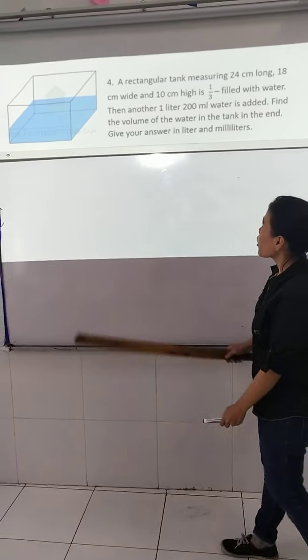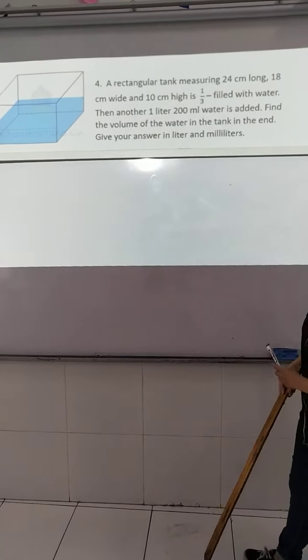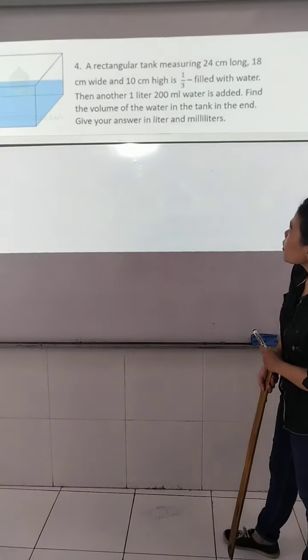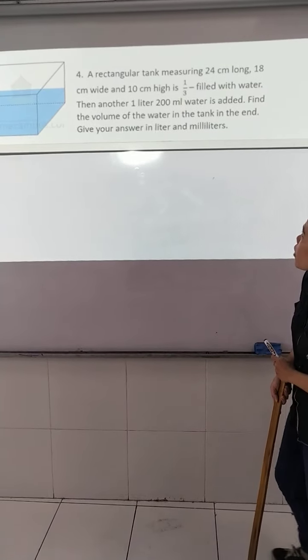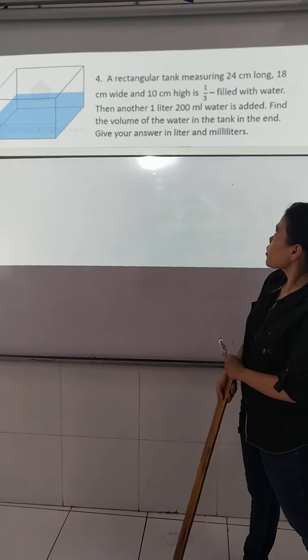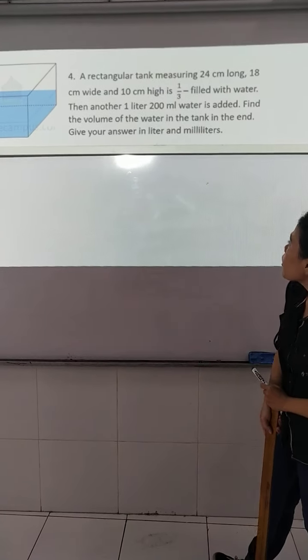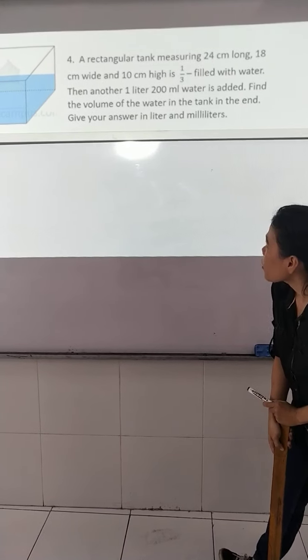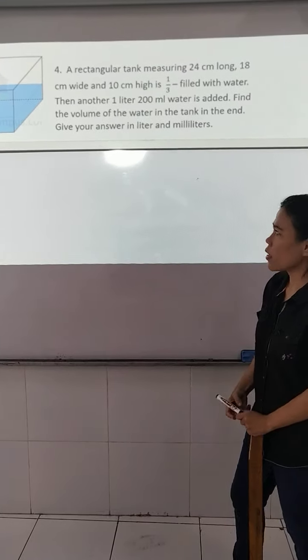Okay, now number 4. A rectangular tank measuring 24 centimeter long, 18 centimeter wide, and 10 centimeter high is 1/3 filled with water. Then another 1 liter 200 milliliter of water is added. Find the volume of water in the tank in the end. Give your answer in liters and milliliters.